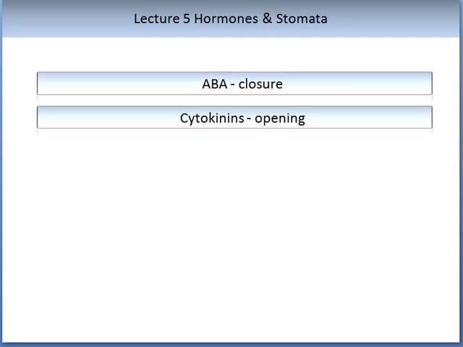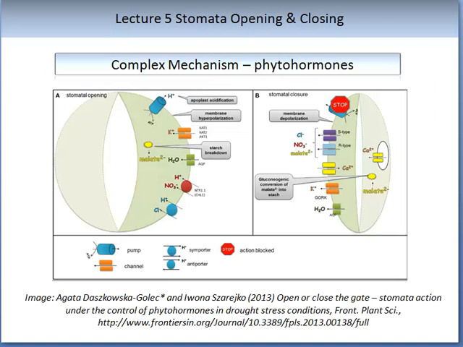Cytokinins can also be a signal from other environmental impacts or abiotic stress, and this can cause opening of stomata. The hormones that we were talking about, ABA and cytokinins, come under the class of hormones called the phytohormones.